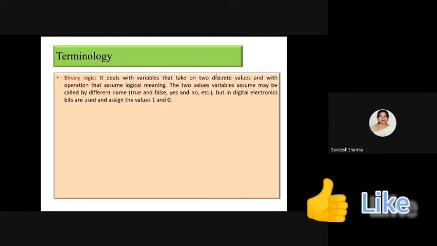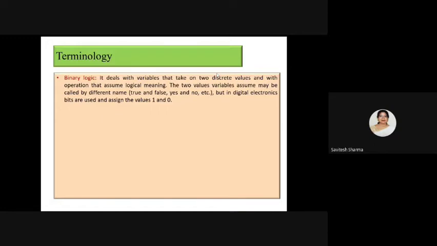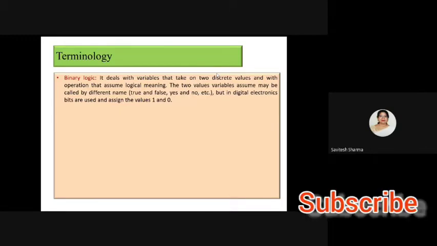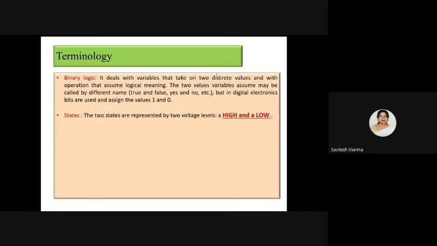It is actually a logic that will take only two discrete values. That can be true or false, yes or no, 1 and 0. In digital electronics, we are going to use the binary logic as 1 and 0 states. So there are two states.